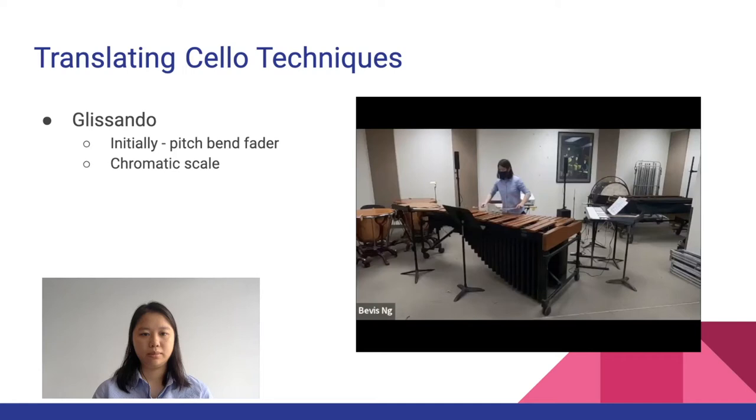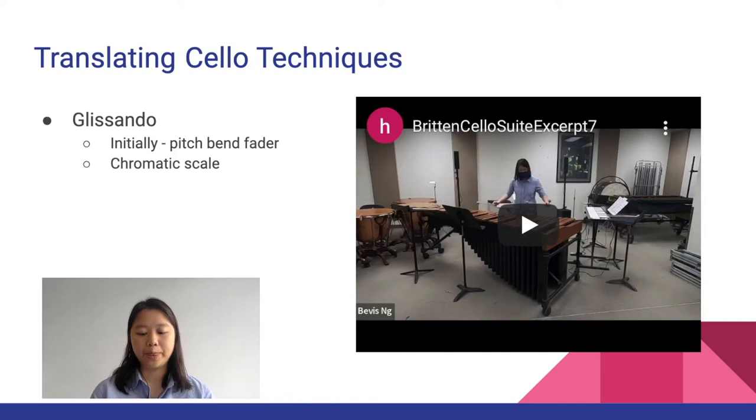The other instance of glissando is in the bordone. It was in the middle of a pizzicato section. Hence, I do a white key gliss using the back of my mallet like that.